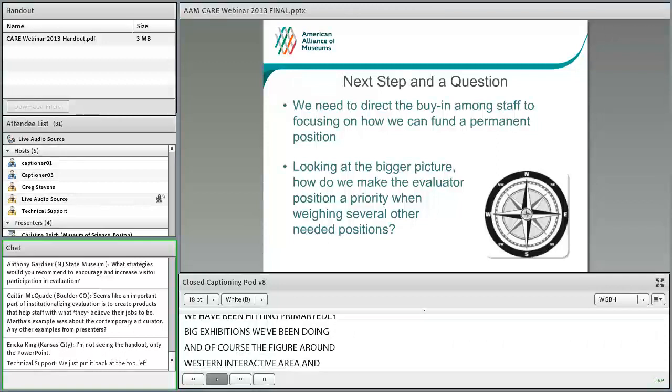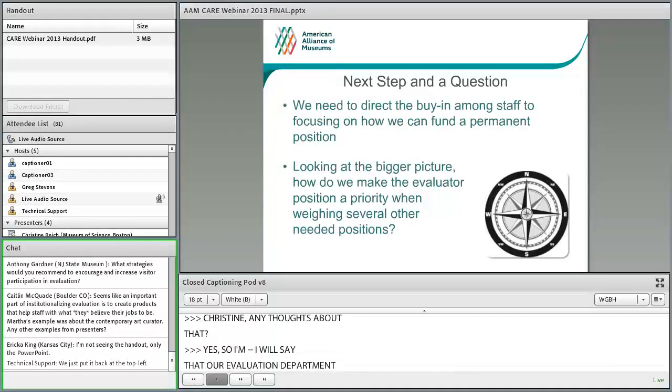And so we have so many projects at this point. We have been hitting primarily the big exhibitions that we've been doing, and of course the year-round Western Interactive Area and Jingle Rails. So it's going to be hard for us to start to prioritize. I think it's going to be a challenge for us. But that's where we are. We have been up to this point able to work on all the projects that everybody has been interested in. But as I said, with the buy-in, that's really starting to explode. So we're going to be facing that decision-making.